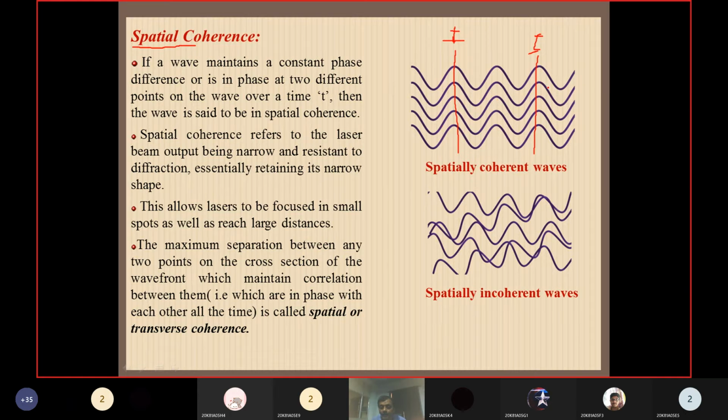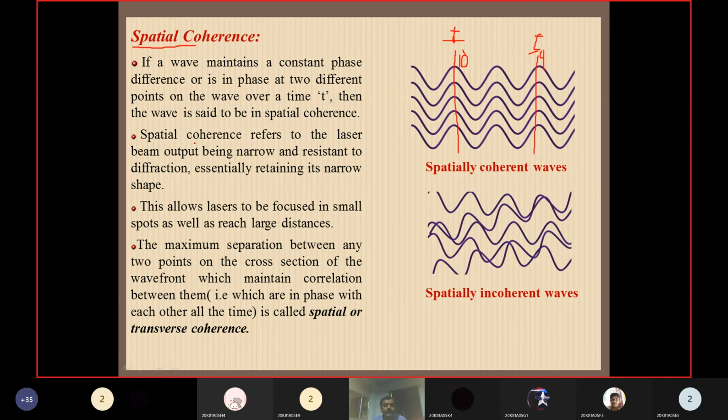At a particular time, if you take two points, all waves are maintaining a constant phase difference. Here the phase is 10 radians and here the phase is 9 radians, so the phase difference between them is 1 radian. If you take two points at a constant time, the phase difference is 1 radian for all waves, so we can say that those are spatially coherent.